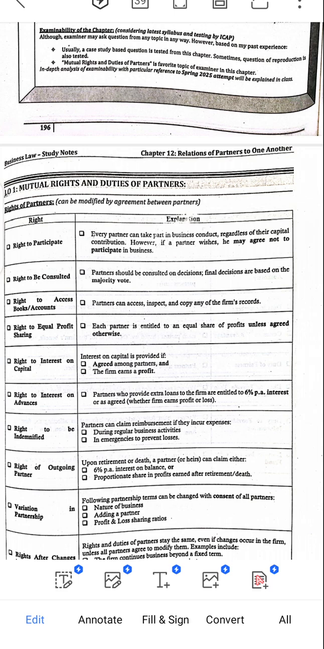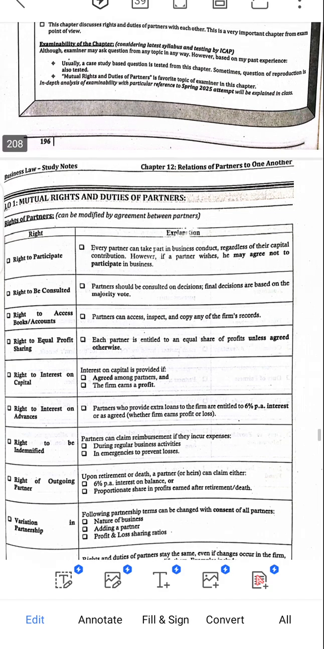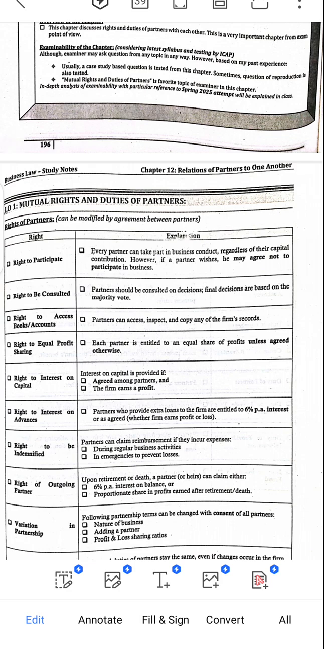Then we have the right to be consulted. All the partners must be consulted if a firm is making a joint venture or a merger or acquisition, or is hiring machinery. Partners should be consulted on decisions. Final decisions are based on the majority of the vote. So he will only share his opinion. Finally the majority has the authority to decide whether they are going for the mergers, acquisitions, or hiring new machinery or not.